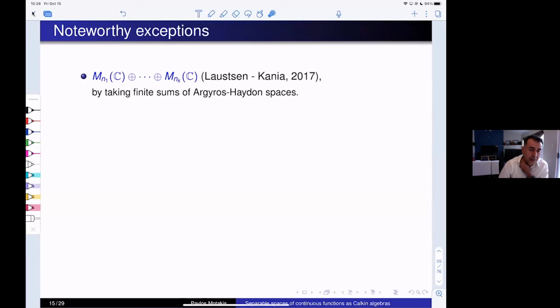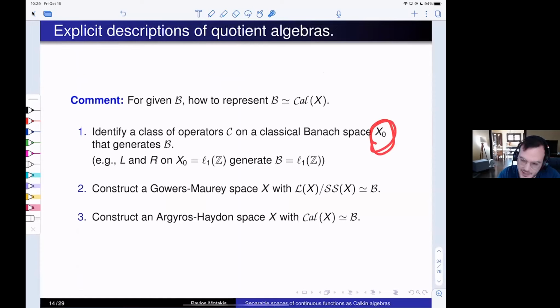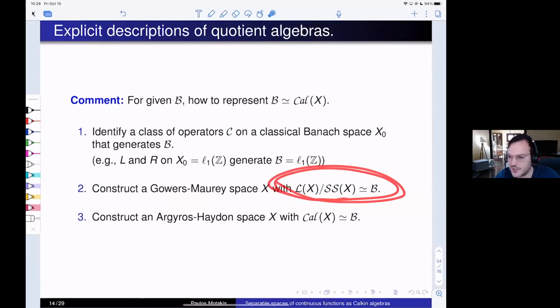Pavlos, in that recipe, what's the role of X0, the classical Banach space? The role is that you have an understanding of how these operators act, and by knowing how they act, you know how to compute their norm. And then when you do this exotic Gauss-Marie translation, you have an idea of what to preserve if you want to get the norm of B in the end. So it is important to understand not only the algebraic structure, but the analytic structure. Does this answer the question?